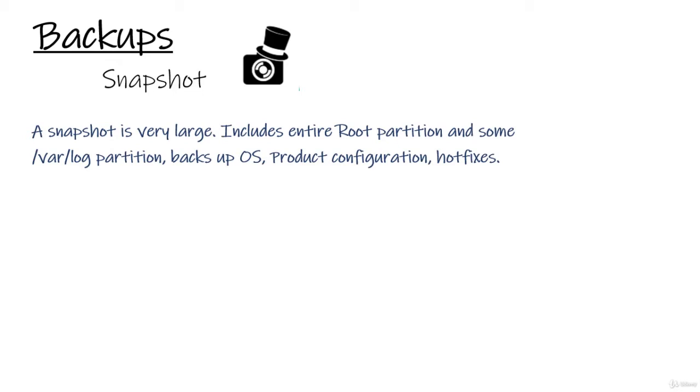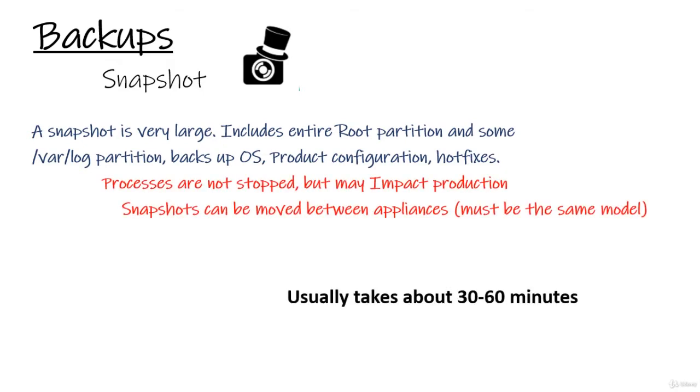What it actually does is create a binary image of the entire root disk partition. It includes almost everything: things like Checkpoint blades, configuration, operating system, hotfixes. It can be performed via CLI or web UI. The process takes from 30 to 60 minutes, and it does not stop Checkpoint processes and daemons. It doesn't, but it might slow down production.